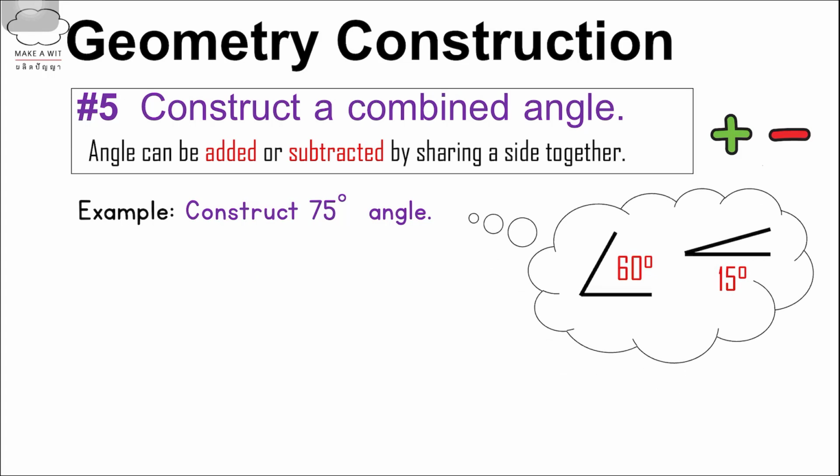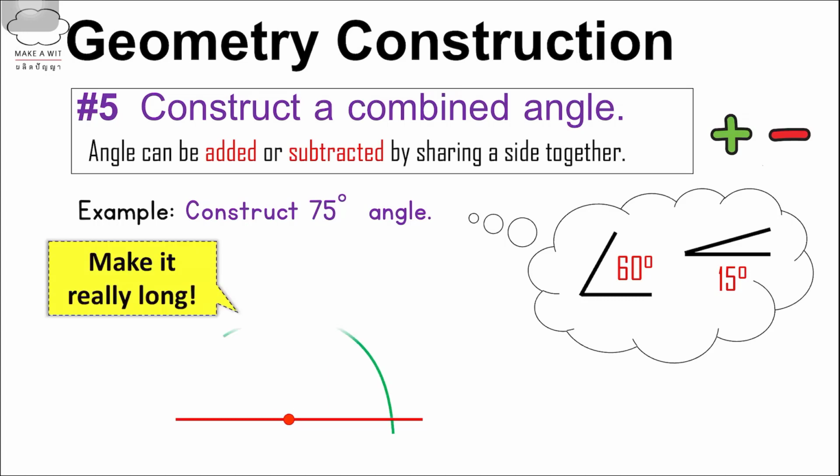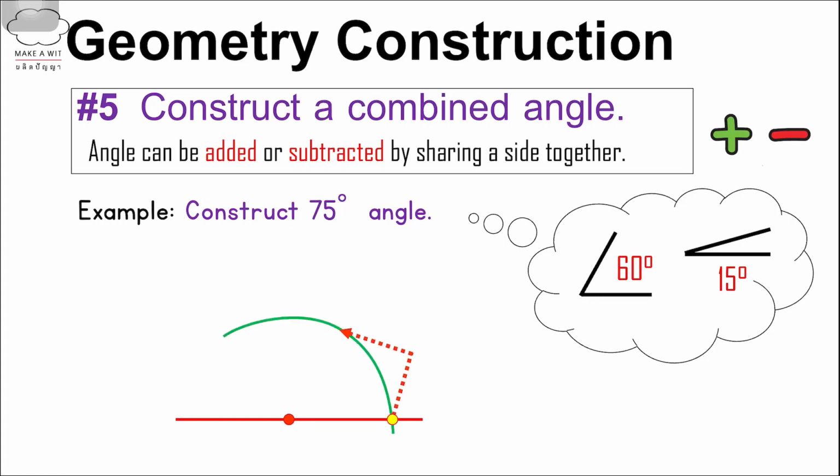Now, the goal here is to find 60 plus 15, right? How can you find 60? This one is very easy. Construction number 4, right? Just as we learned earlier. Now, let's start from here. Remember 60 degrees, it means equilateral triangle. So start from the vertex, use the same radius, make it really long, and then cut, use the same radius to cut, and it will be 60 degrees over here. Okay, you have 60 degrees now.